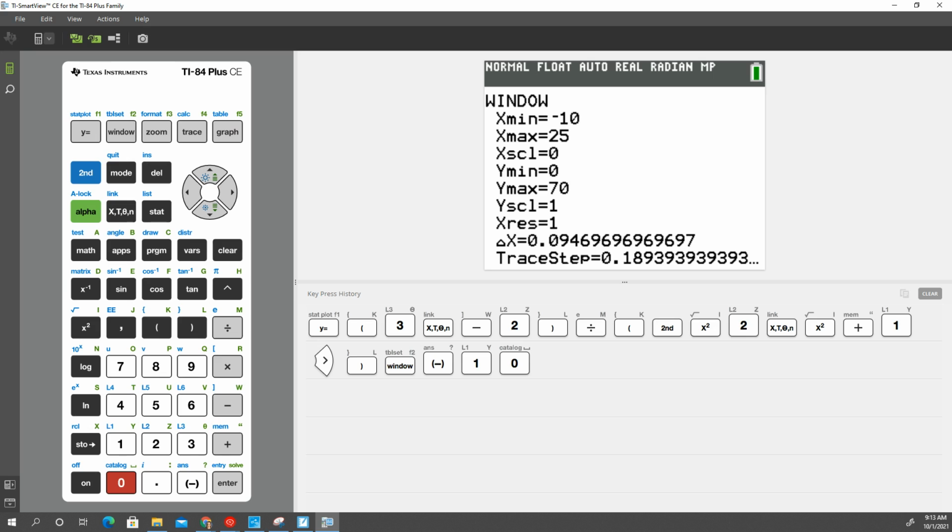My scale's all messed up. We're doing scatter plots on our graphing calculator and calculus. Pre-calc, I mean.